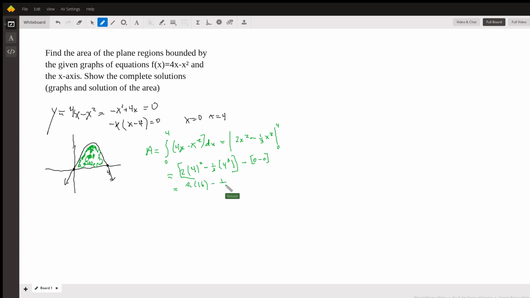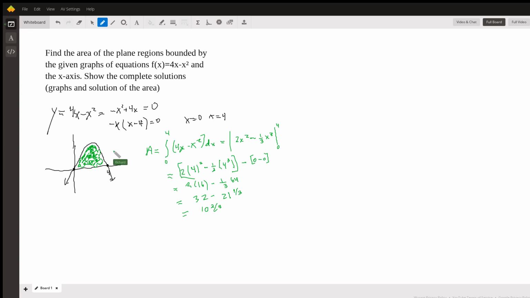minus 1/3 times 4 cubed. 4 cubed is 64. So 2 times 16 is 32. And on the calculator here, when you take 64 and divide by 3, you're going to get 21 1/3. And then when you do the subtraction, you're going to get 10 2/3. And that's our answer. That's the area represented by this green region here.